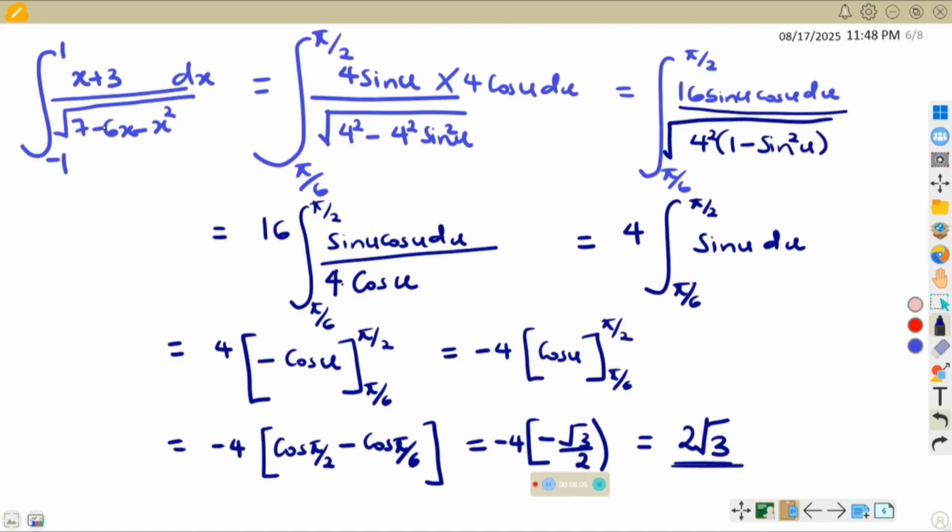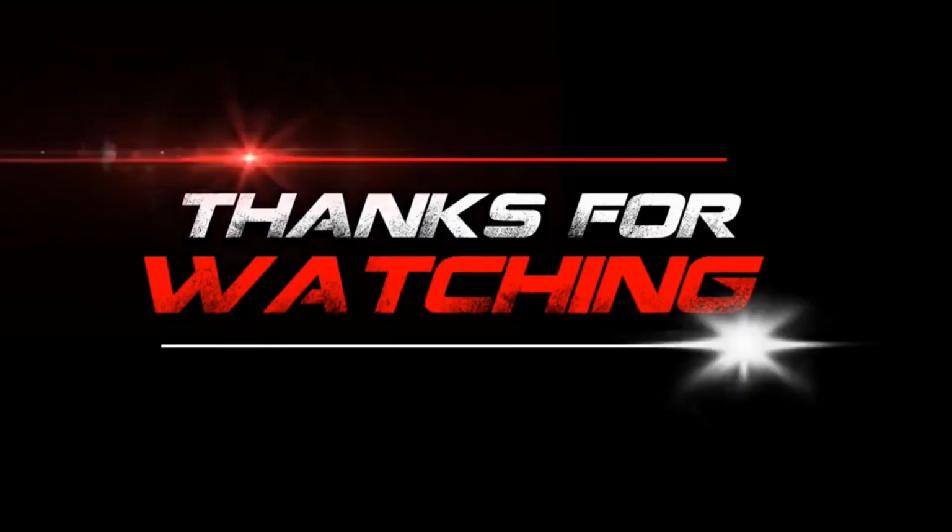So the integral from negative 1 to 1, x plus 3 divided by root of 7 minus 6x minus x squared dx was equal to 2 root 3.